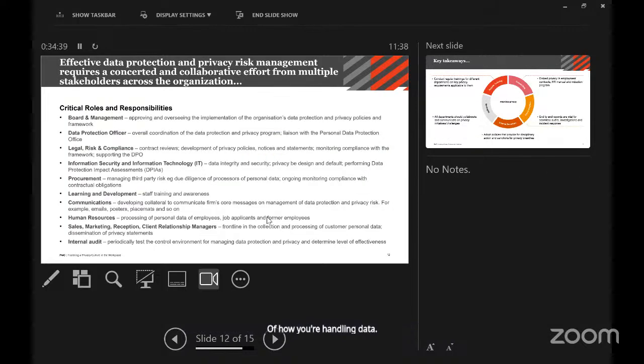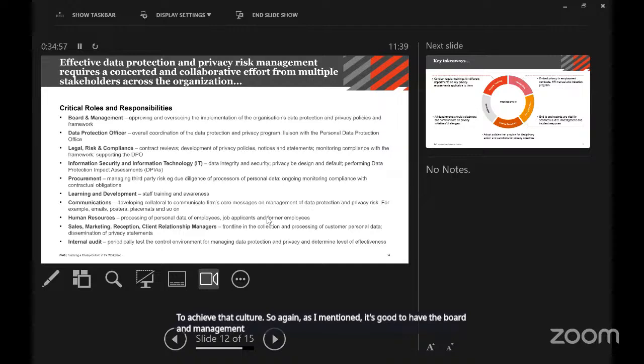When it comes to developing a culture, it's very important that we know that it's not a one-man show, it's a collaborative effort, and so all teams in the organization need to work together to achieve that culture. So again, as I mentioned, it's good to have the board and management at the helm of data privacy culture development and enforcement. So you have the roles here on the different people and what they're supposed to do.